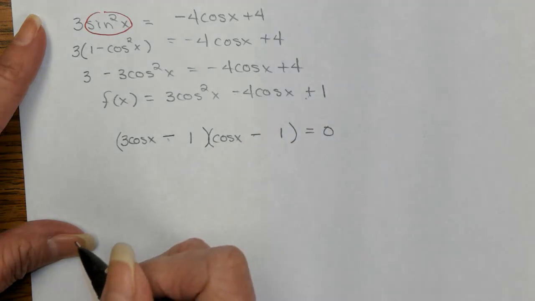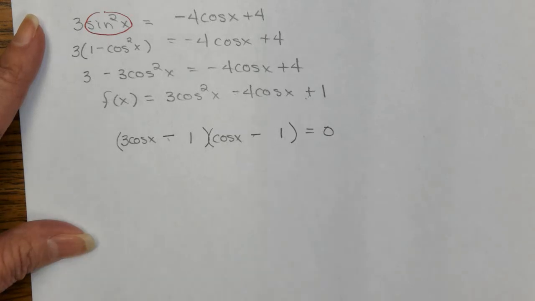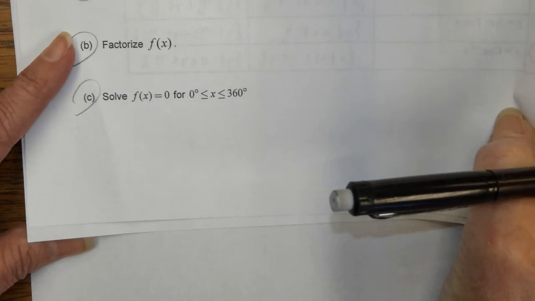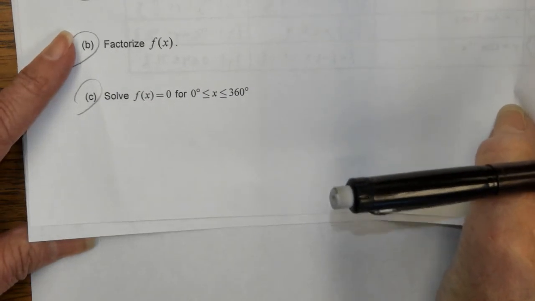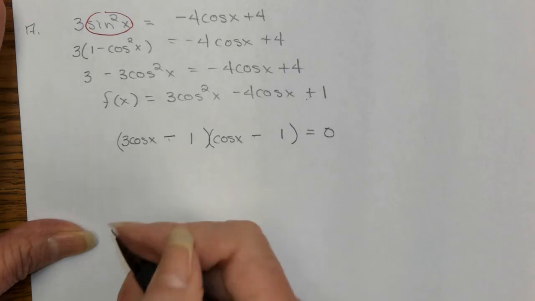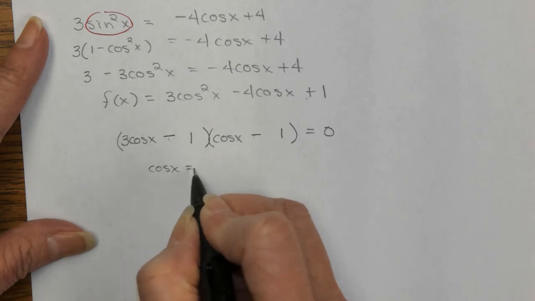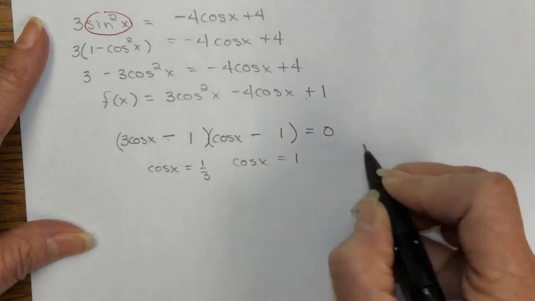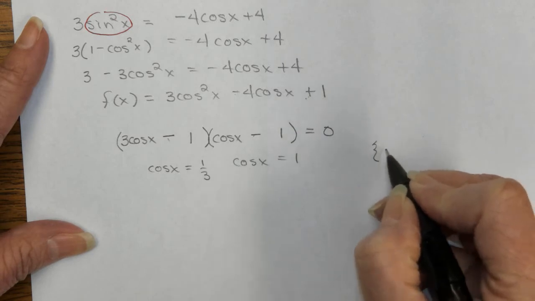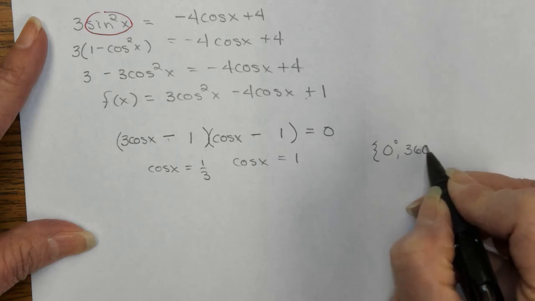Then it's going to ask me to solve f of x equals 0 for 0 to 360 degrees. I'm going to put this up here. 0 to 360 degrees. So that means that my answers have to be in degrees, not radians. So I've got to put on my degree thinking cap. So I'm going to have cosine x equals 1/3 and cosine x equals 1. So cosine x is 1 at 0 degrees and also at 360 degrees.